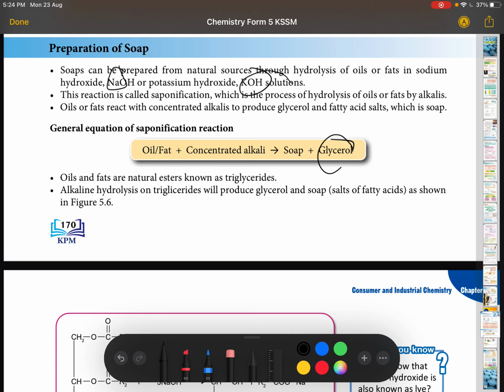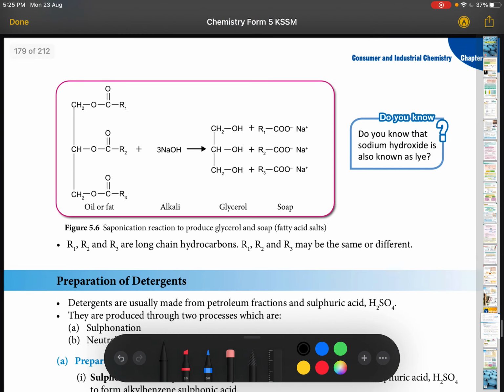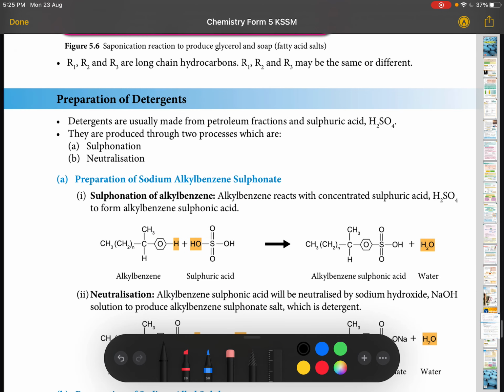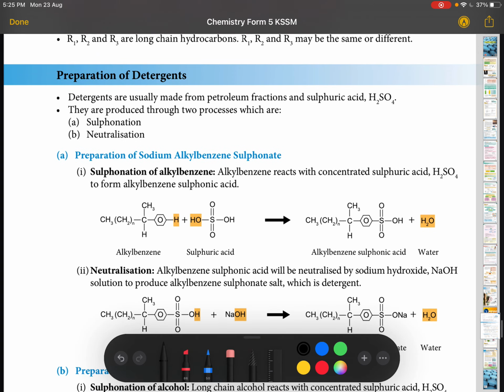The reaction, you have to know the name. The name is saponification. This is how it works. How about detergent? Detergents have two separate reactions. Number one is sulfonation, and number two is neutralization.